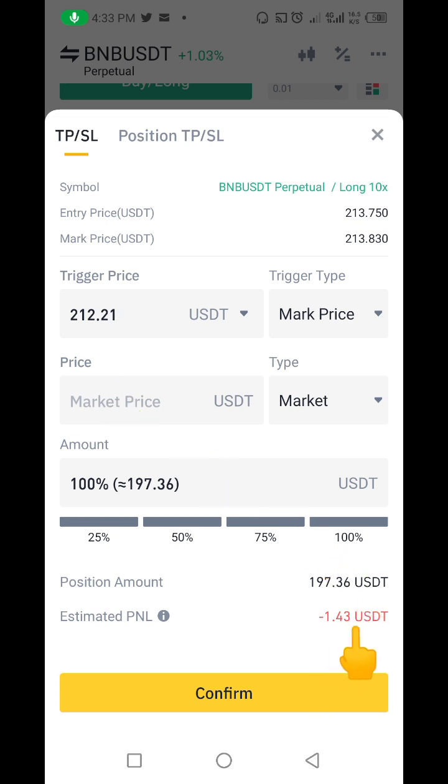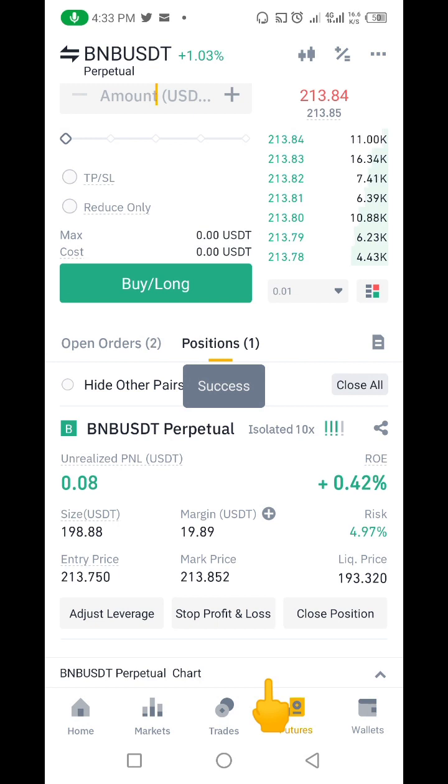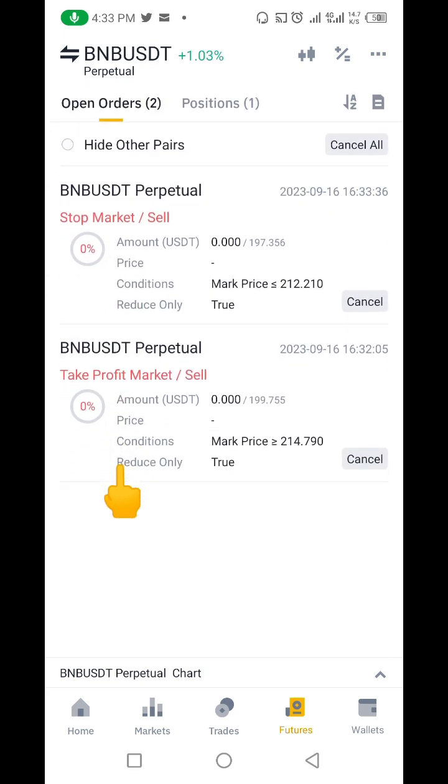So you're going to be telling Binance that, Binance, please, in case this trade doesn't go my way as I predicted, which is buy, and it starts going against me and it gets to this place, please close it for me. You're going to click on this and confirm it. If we go to this open orders here now, you can see both of them. This is your take profit, and this is your stop loss.